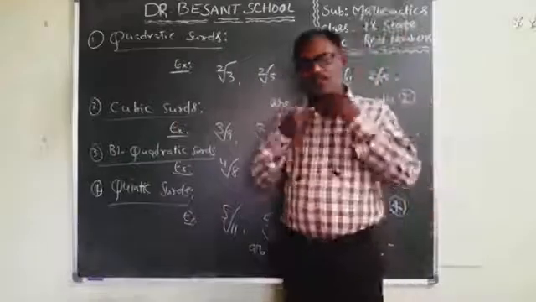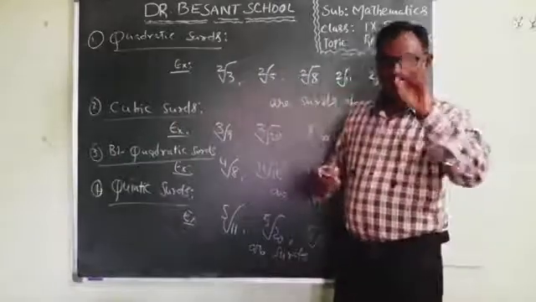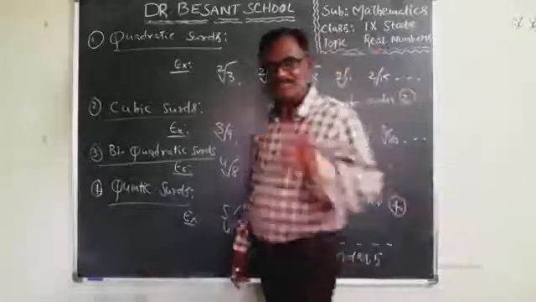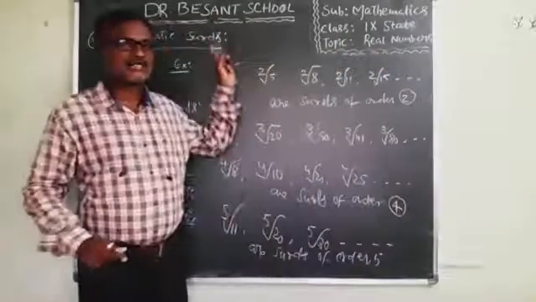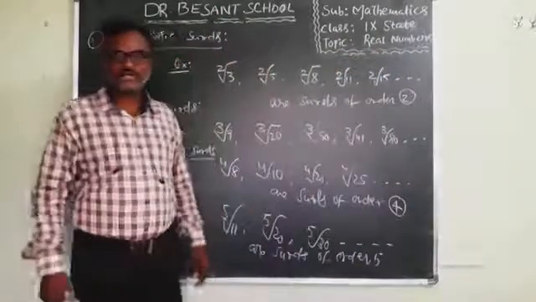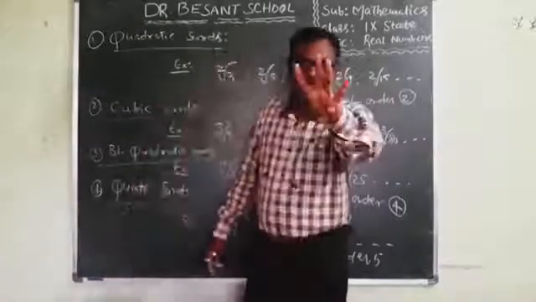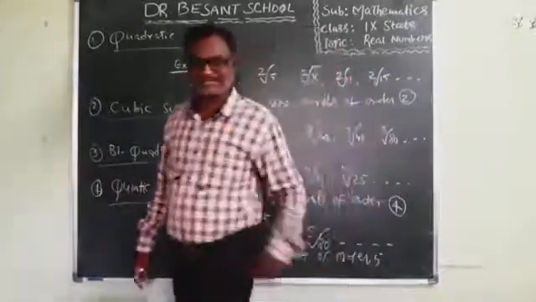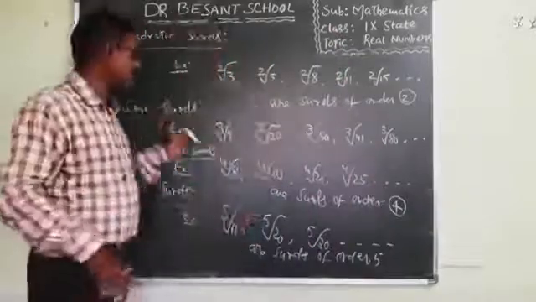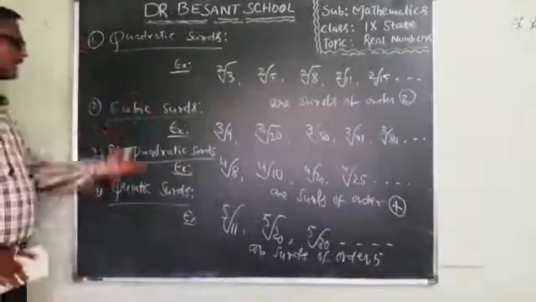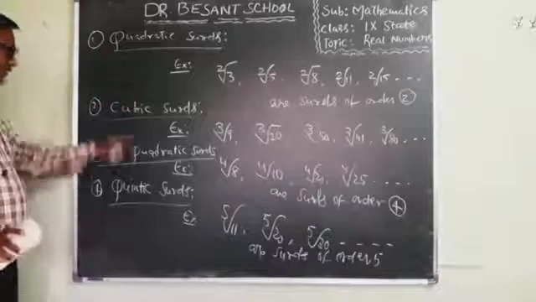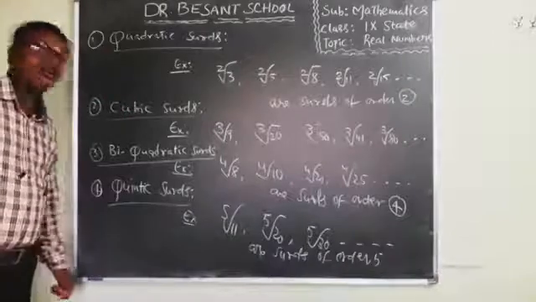So tell me now, what is the order of quintic surds? 5. What is the order of quadratic surds? 2. What is the order of cubic surds? 3. What is the order of biquadratic surds? 4. What is the order of quintic surds? 5. Okay, children. So these are the types of surds according to order.